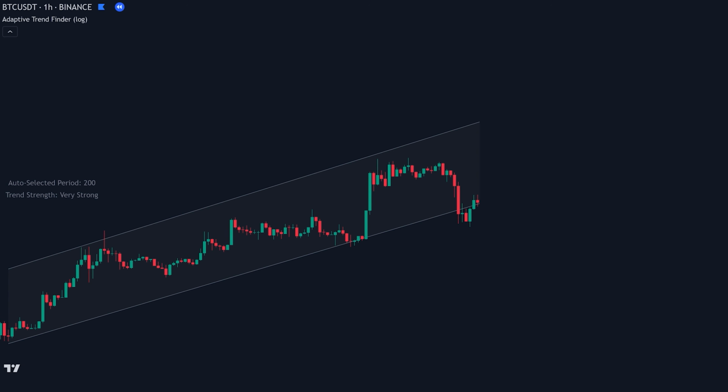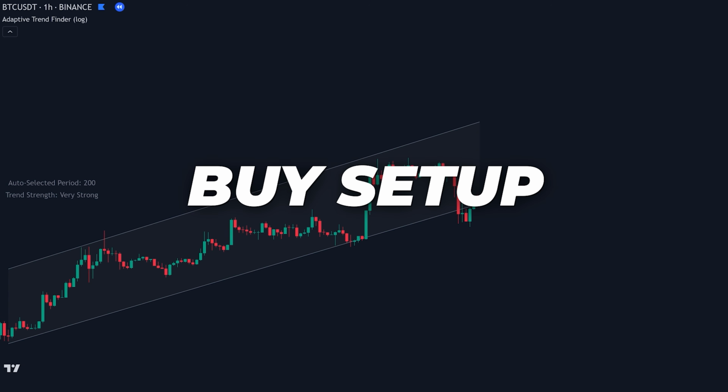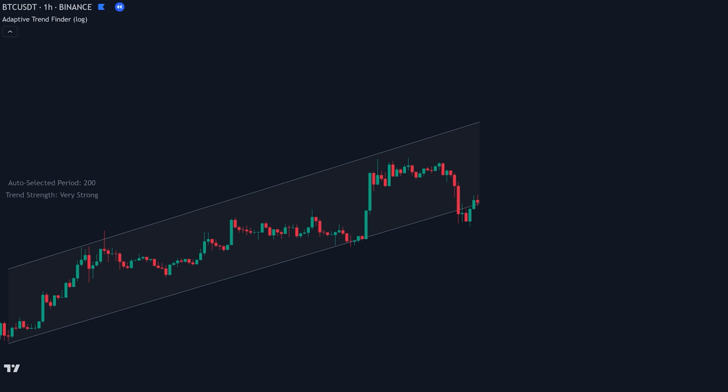Still on the Bitcoin chart, it's actually a buy setup trade, as the chart shows a strong upward trend, with the Adaptive Trend Finder automatically detecting the trend channel. The price approached the lower boundary of the trend channel, signaling a potential buy setup.